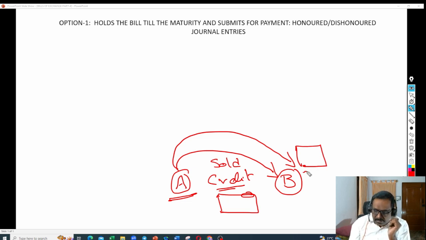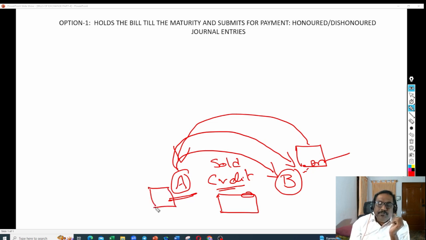Now he will send the bill to B. Then what will B do? He will accept the bill and send it back to A. Now the bill is with whom? After acceptance, the bill will be with A. What will A do? He will keep this bill till the due date. On the due date, he will go to B and ask B to make the payment. If on the due date B pays this amount to A, then we call it as bill is honored.